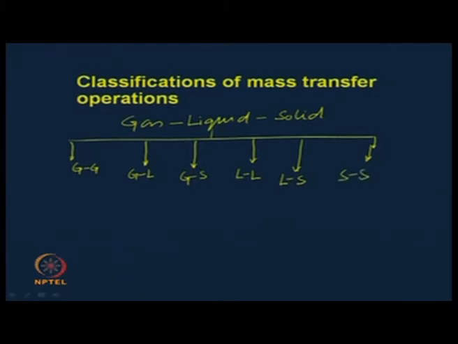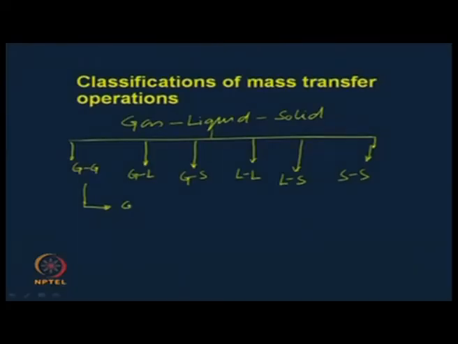With these 6 combinations, if we consider gas-gas systems, we can see most of the gaseous components are miscible in each other. So, this type of process, gas-gas system, is not practically realized.